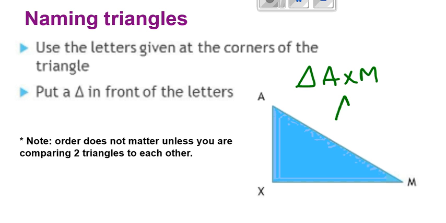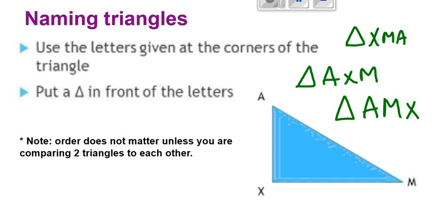I could also call it triangle AMX. So I can go in either order. I can go clockwise or counterclockwise. And I don't have to start with A either. I can start with X. I could label it XMA, so I could call it triangle XMA. Or I could go backwards and name it XAM. So it doesn't really matter with the order.